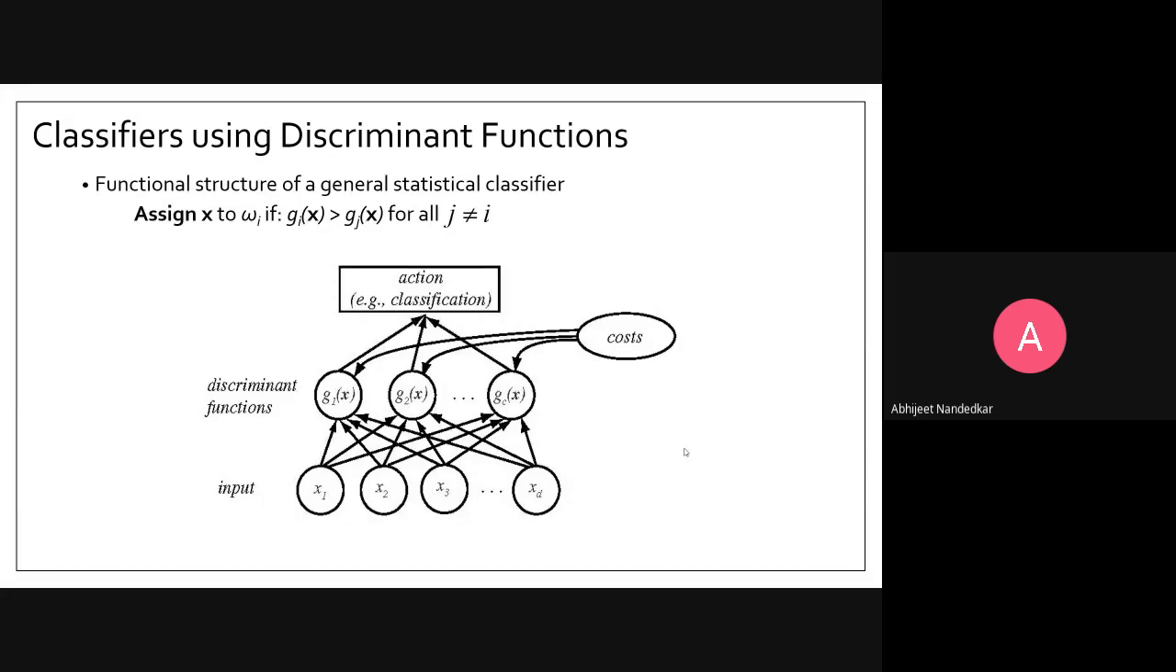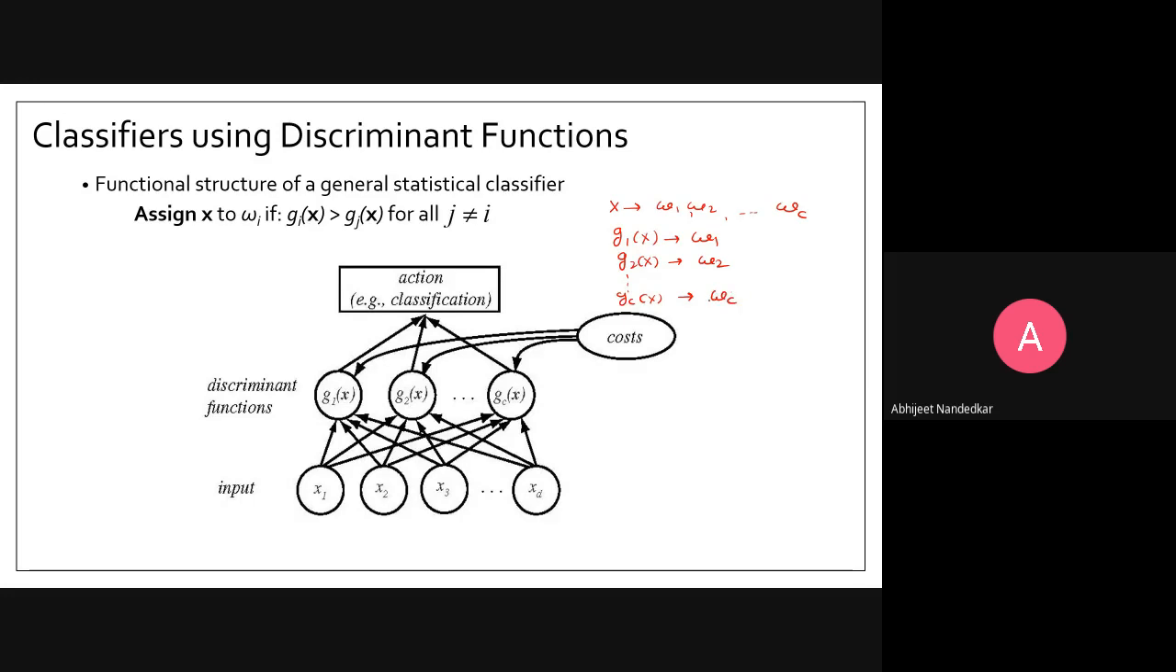So in the last class, we have seen this basic diagram of the discriminant function classifier. The classifier is based on certain functions which are responsible for classifying a given input x into different categories like omega 1, omega 2, up to omega c. There is a function g1(x) which is responsible for omega 1, a function g2(x) responsible for omega 2, and so on, up to gc(x) responsible for omega c.